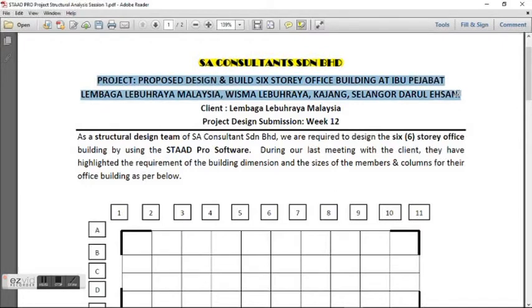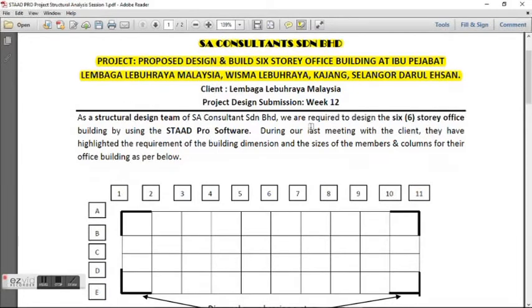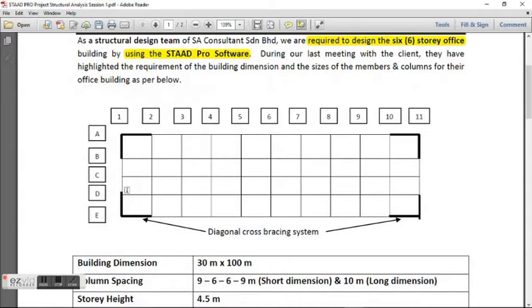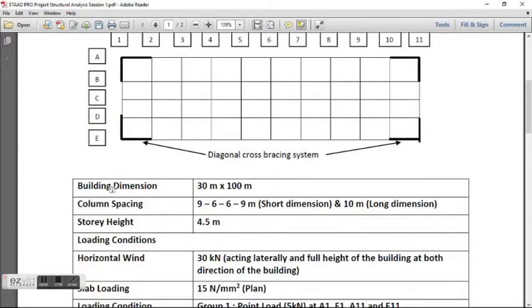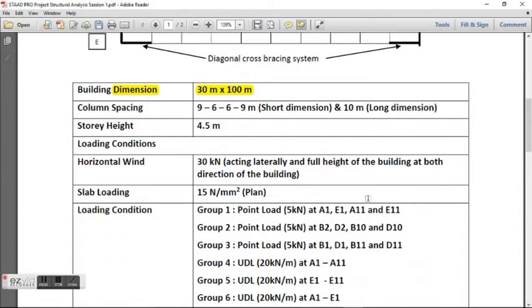We are proposed to design and build a 6-story office building at Ibu Pejabat Lembaga Lebuhraya Malaysia, Wisma Lebuhraya, Kajang, Selangor Darul Ehsan. We are required to design the 6-story office building by using the STAAD Pro software. This is our base design with the dimension of 30 meters times 100 meters with the story height of 4.5 meters.